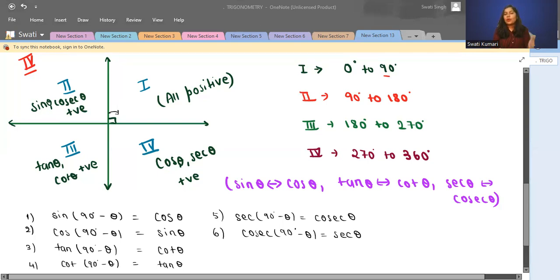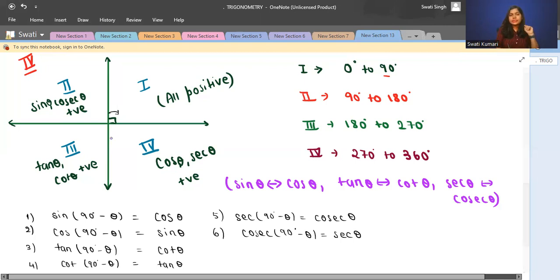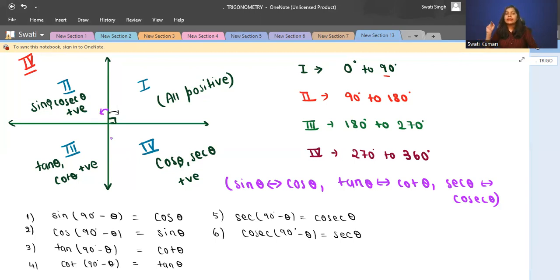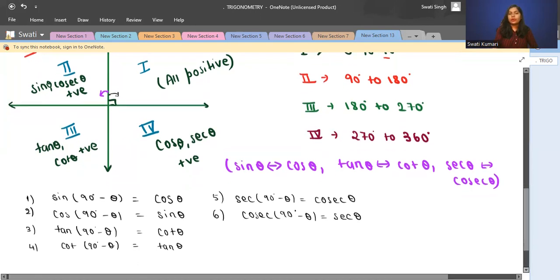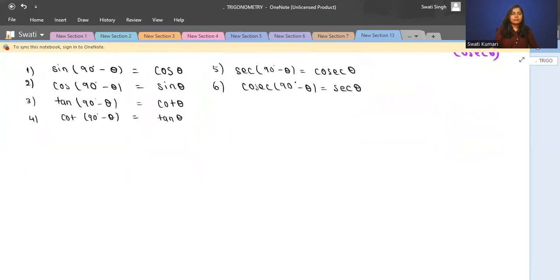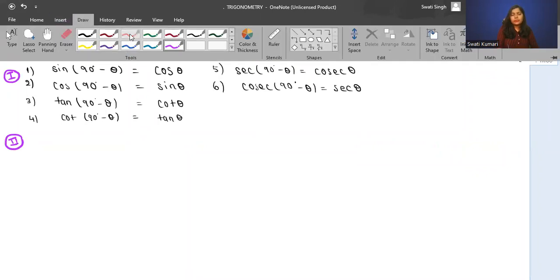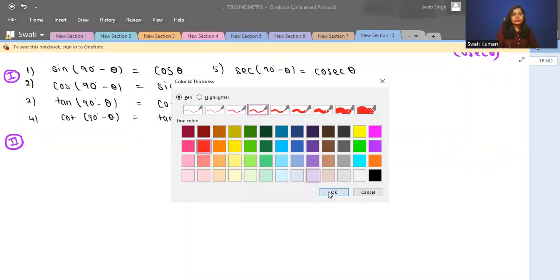Now we also have to talk about 90 degree plus theta. When we talk about 90 degree plus theta, you can notice that if this is 90 degree, plus theta means you will reach the second quadrant. And in the second quadrant, all the trigonometric identities are negative except sine and cosec. That's it. I'm considering this as the first part. Now let us do the second part, where we talk about 90 degree plus theta. So let us start.